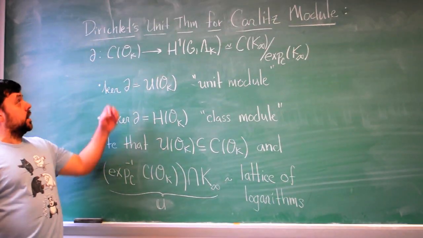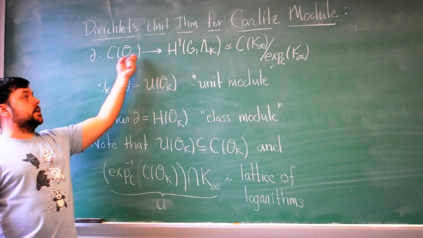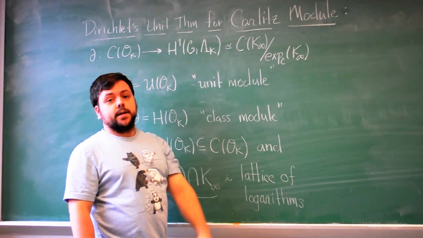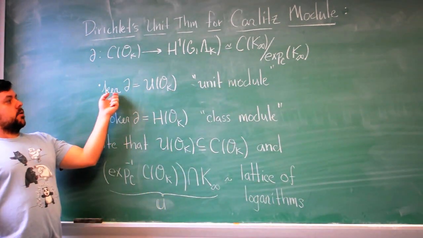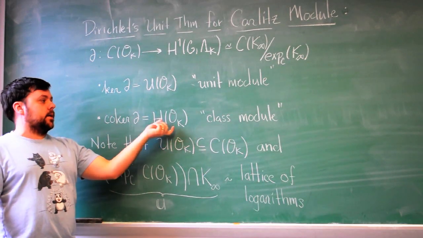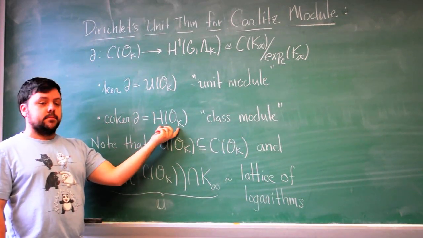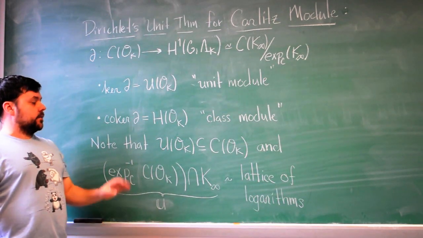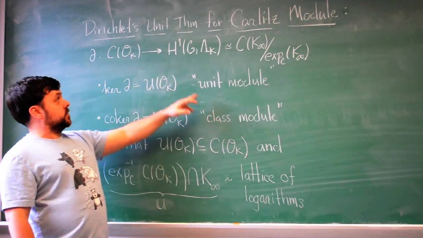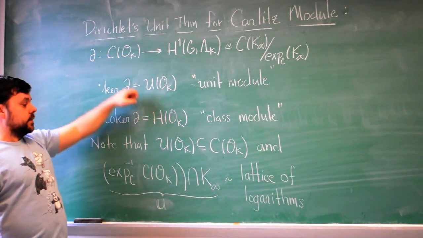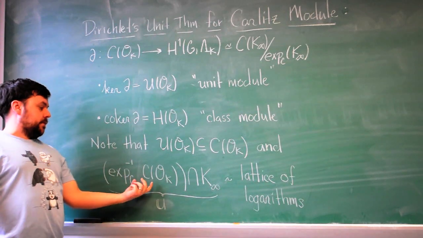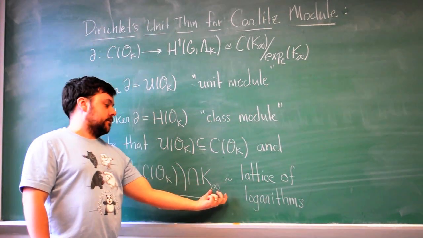Okay, so we have our connecting map delta from C(O_K) into H^1(G, Λ_K), and again, this is isomorphic to C(K_∞) mod the exponential of K_∞. We let the kernel of delta be our unit module, denoted U(O_K). The cokernel of this map is the class module, denoted H(O_K). First, notice that U(O_K) is contained in C(O_K), just by virtue of the fact that it's the kernel of a map from C(O_K). And let's call our blackboard U the inverse image of C(O_K) intersect K_∞.